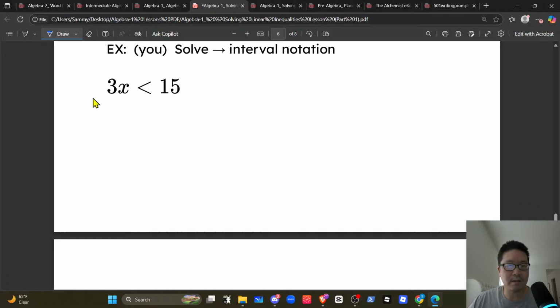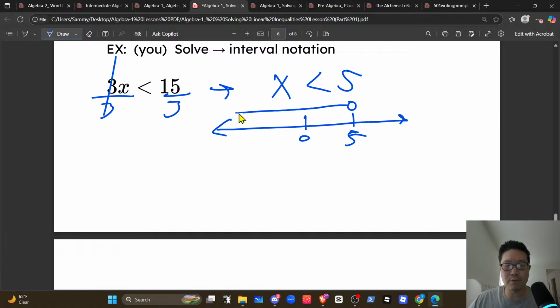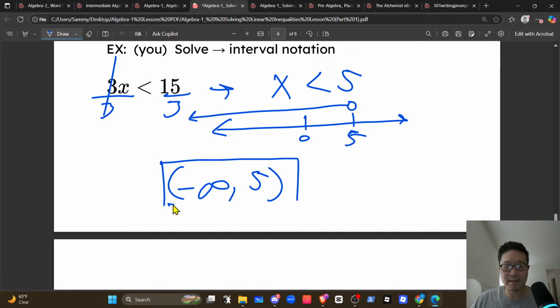Okay, let's try another one. Again, isolate x. So divide both sides by 3. We get x is less than 5. 15 divided by 3 is 5. On the number line, this would be an open circle, since we have a strict inequality, pointing all the way to negative infinity. Okay, x is less than 5, so it would be all numbers less than 5. In interval notation, this would be negative infinity to positive 5 and parentheses. Again, since it is a strict inequality or open circle.